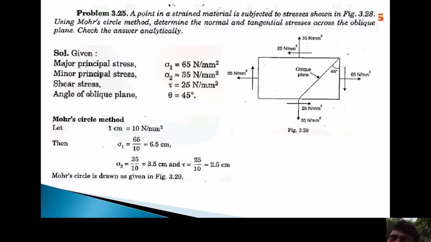Next, this is the sigma y value. Sigma y equal to 35 Newton per mm square. Sigma x equal to 65 Newton per mm square. The oblique plane is acting at 45 degrees, theta. Okay, the oblique plane angle is 45 degrees.